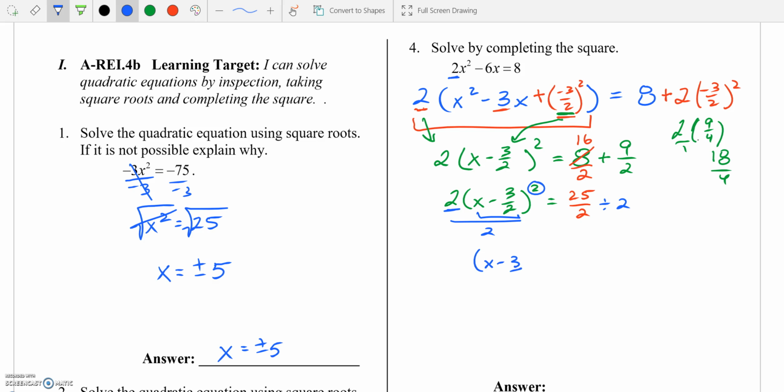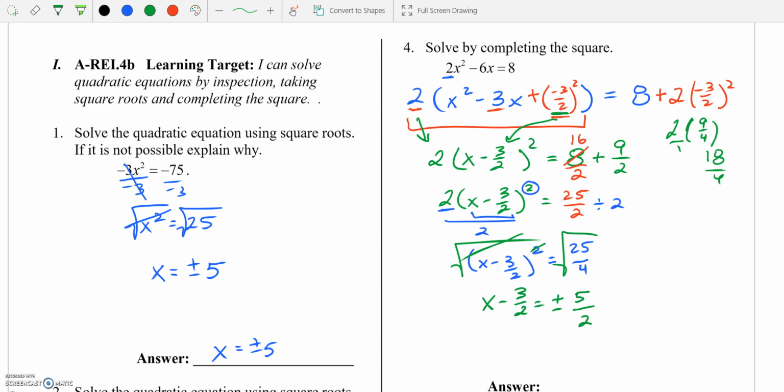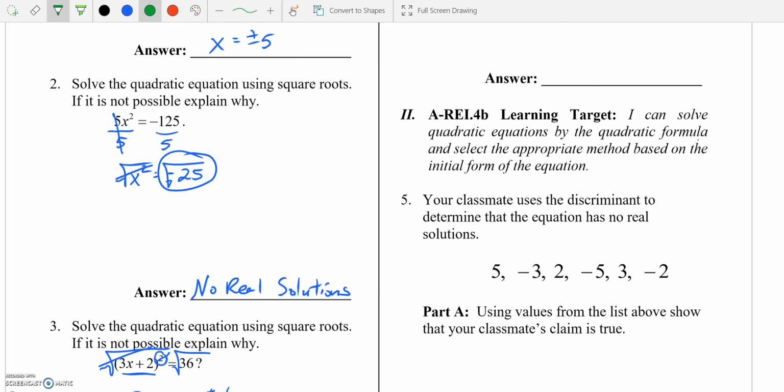So (x - 3/2)² is equal to 25/4, because when I divide a fraction by 2, it's like multiplying the bottom by 2. Now to get rid of that square, I can take the square root. Those cancel out, and x - 3/2 is equal to positive or negative the square root of 25 over 4. The square root of 25 is 5, and the square root of 4 is 2. And again, this is where I get my two separate equations.